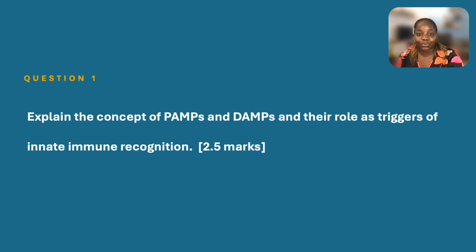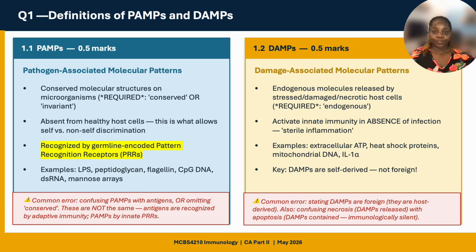So let me go through each criterion. Okay, for criterion 1.1 on PAMs, after providing the full definition of this abbreviation PAMs, that is pathogen associated molecular pattern, the important word to bring when we talk about the concept of PAMs is conserved. You can use conserved or invariant. I need to see that word.